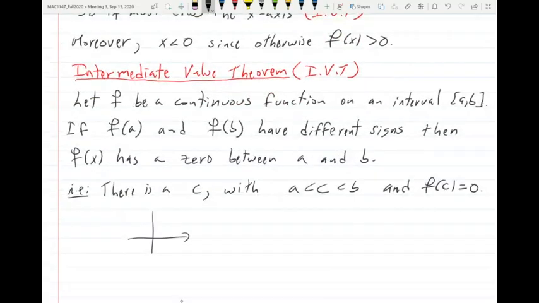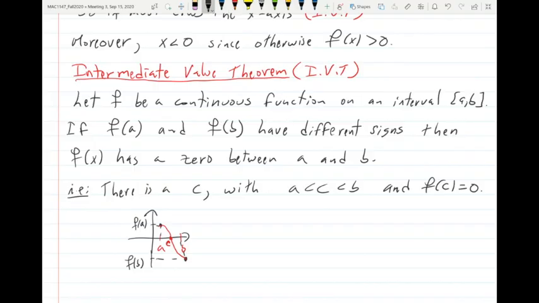Here is a little picture to go with it. Let's say that this is a and this is b, and for the sake of argument, let's say that at a the function is positive, and at b the function is negative. So we are here and we are here. The function is continuous, so when you're sketching the graph, you have to go through the x-axis. This will be your c. There is no other choice.